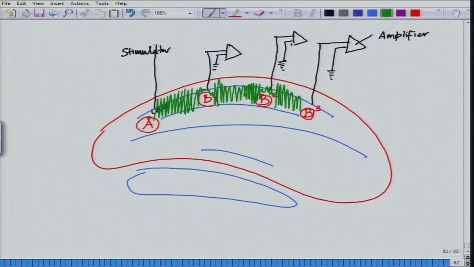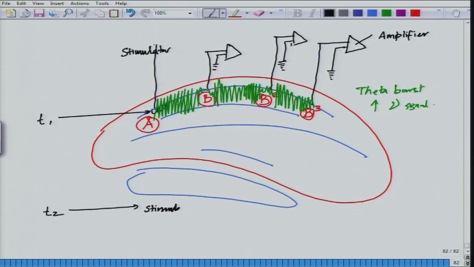So, these are the train of signals at time t1, time t2, and this continues for say a few minutes or a few seconds, a very, very strong train of signals. We call that a theta burst, okay, a very high frequency signal. Then at time t2, the stimulator stopped sending signal.